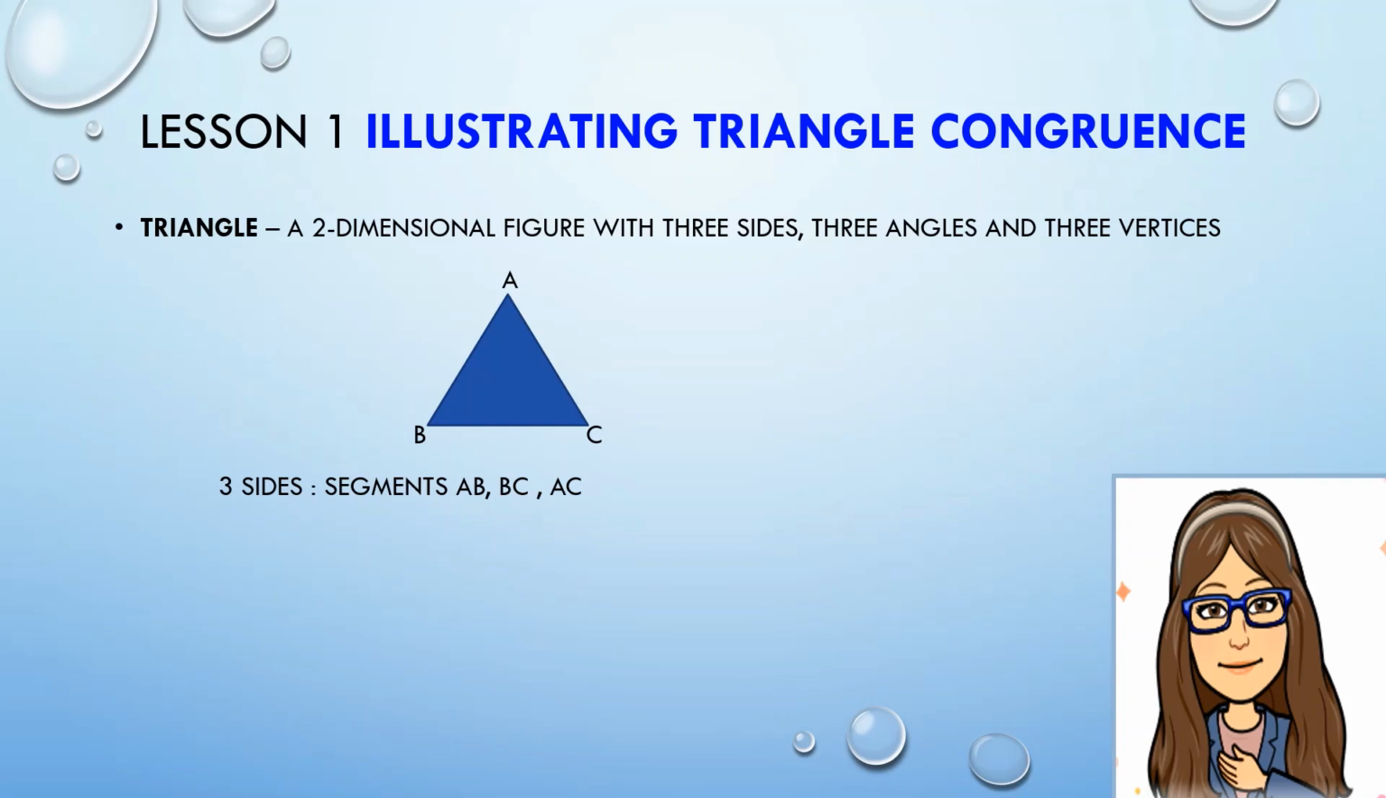Triangle ABC has 3 sides. We have segment AB, segment BC, and segment AC. It also has 3 angles. We have angle A, angle B, and angle C, and 3 vertices, point A, point B, and point C.